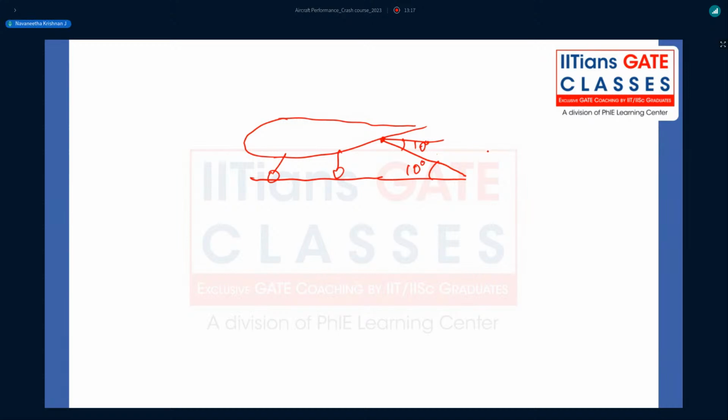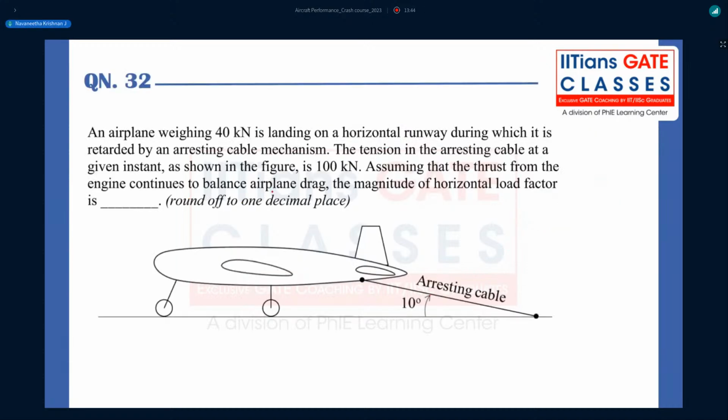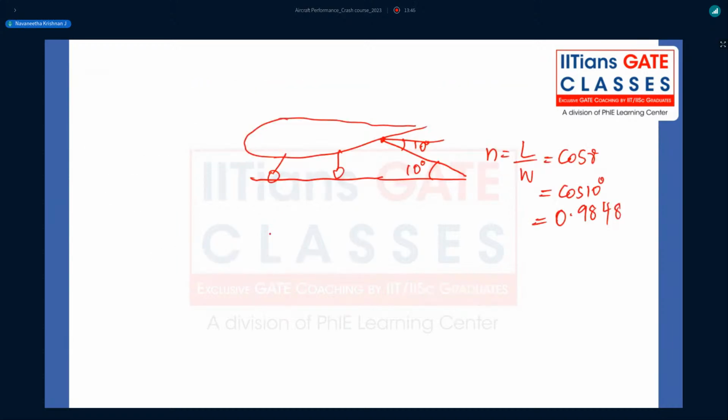So it is at an angle of 10 degrees. The load factor n is nothing but lift by weight, which is equal to cos gamma. That is, lift equals W cos gamma in flight. So lift by weight is nothing but cos gamma. If you put cos 10 degrees, the value of load factor we get is 0.9848. They asked us to round off to 1 decimal place. If I round off to 1 decimal place, this will approximately equal 1.0.